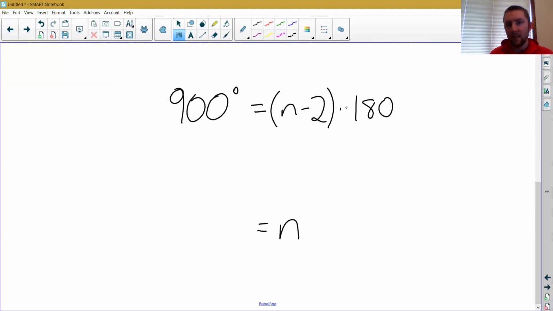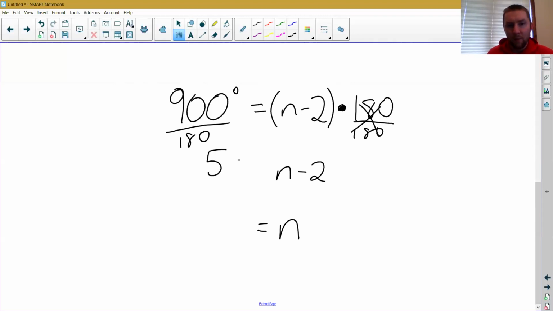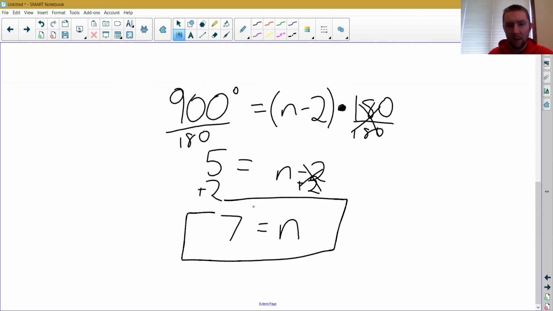Well, the answer is yes, because I can simply undo the multiply by 180, right? This says multiply, sorry, it looks like a minus. Multiply by 180, so I can undo that first, and then I'll just have n minus 2 left over. So if I divide away 180, and I divide this side by 180, 900 divided by 180 is 5. So 5 is equal to whatever n minus 2 is, because I did 5 times 180 to get 900. Then to get the n by itself, I just plus the 2, and I get 7. So this shape must have 7 sides.